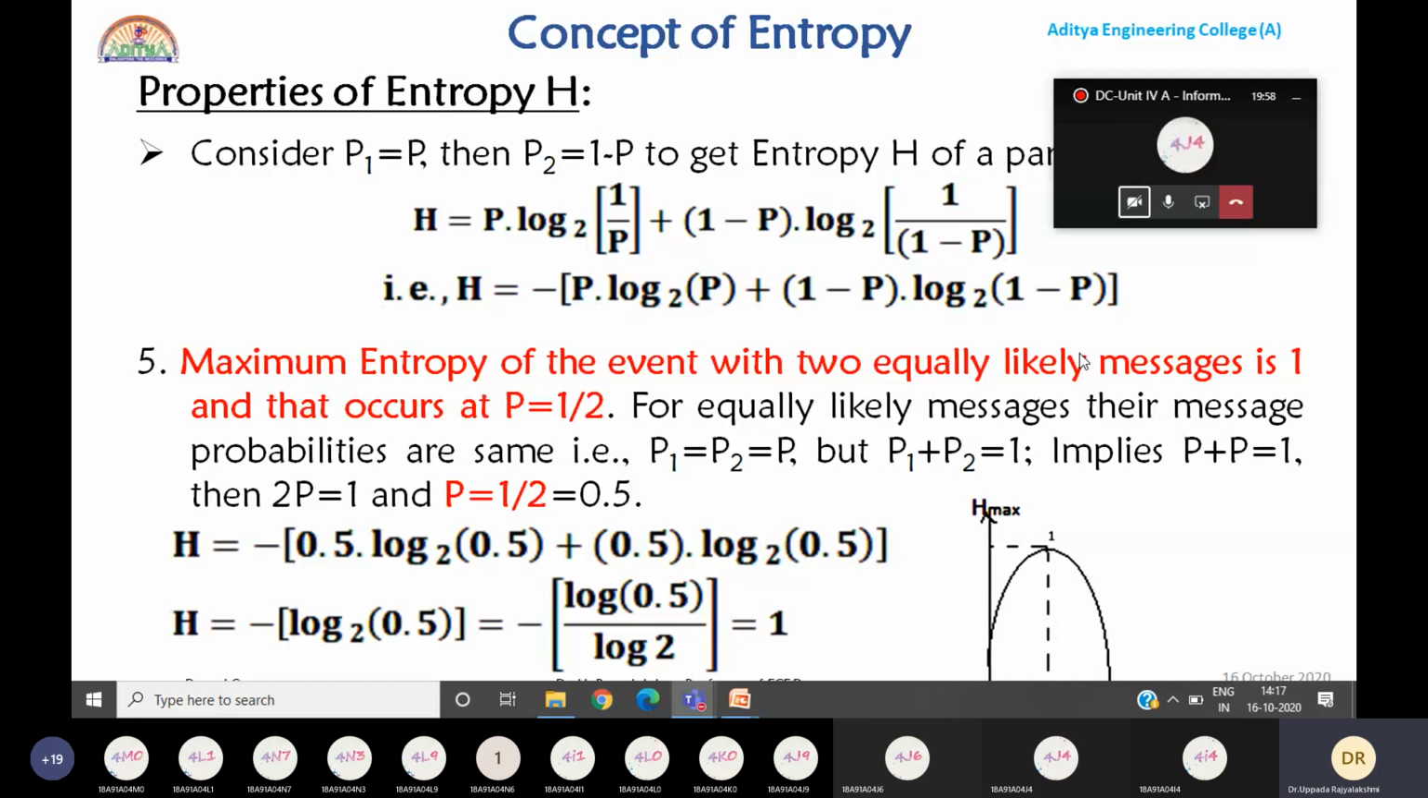And that occurs at P is equal to 1 by 2. So for equally likely messages, their message probabilities are same. So P1 will be equal to P2 is equal to P, but P1 plus P2 is equal to 1, because the sum of probabilities of an event is 1. It implies that P plus P is 1 because the two messages are equally likely. For equally likely messages, P1 is equal to P2 is equal to P. So that's why upon replacing, P plus P is 1.